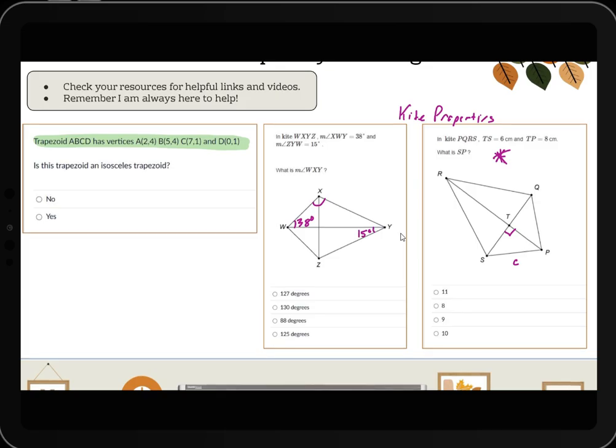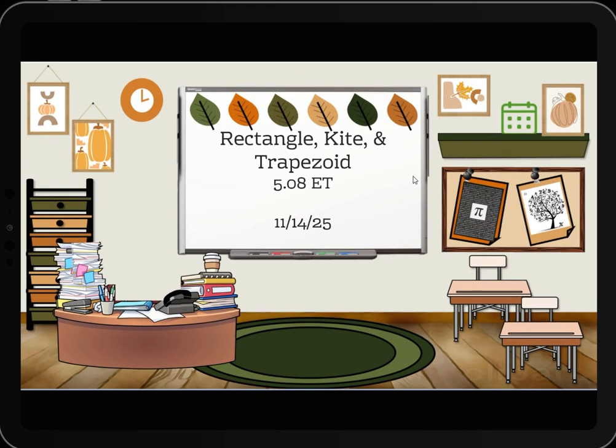So that's going to be our lesson on 5.08 over rectangles, kites, and trapezoids.